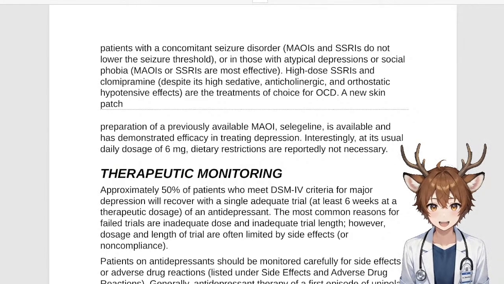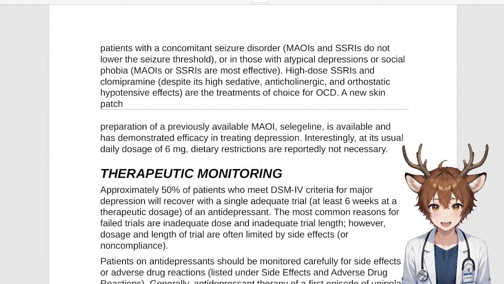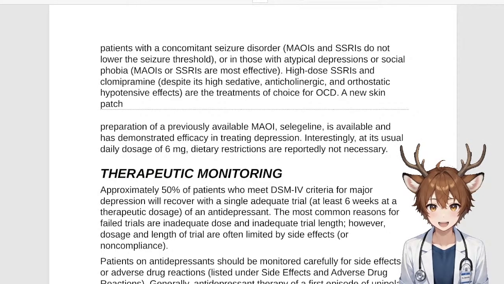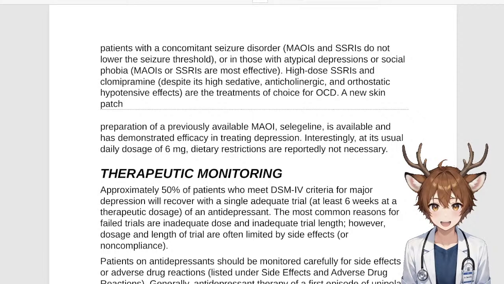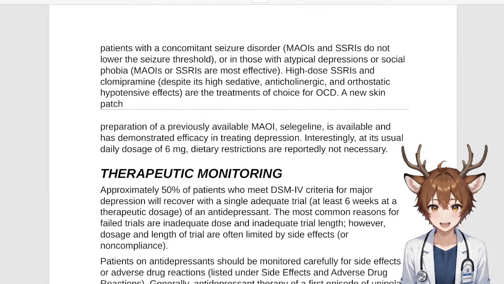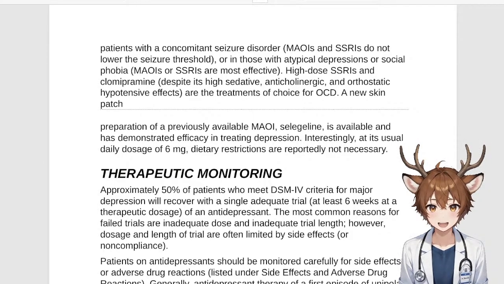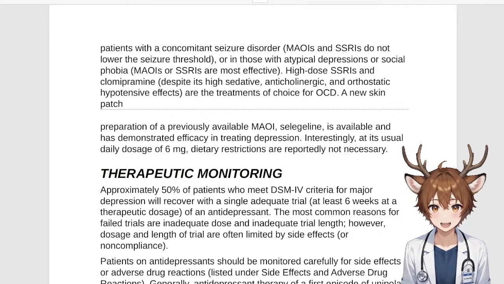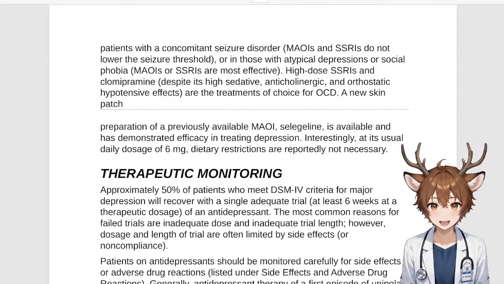High-dose SSRIs and clomipramine, despite its high sedative, anticholinergic, and orthostatic hypotensive effects, are the treatments of choice for OCD. A new skin patch preparation of the previously available MAO inhibitor, selegiline, is available and has demonstrated efficacy in treating depression. Interestingly, at its usual daily dosage of 6 milligrams, dietary restrictions are reportedly not necessary.